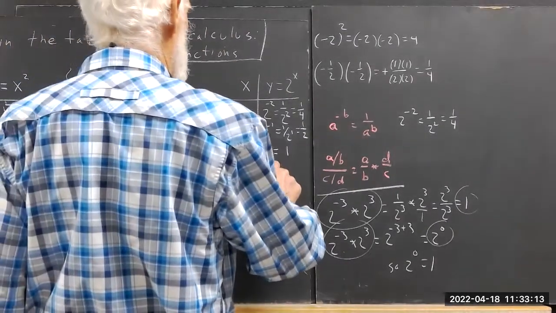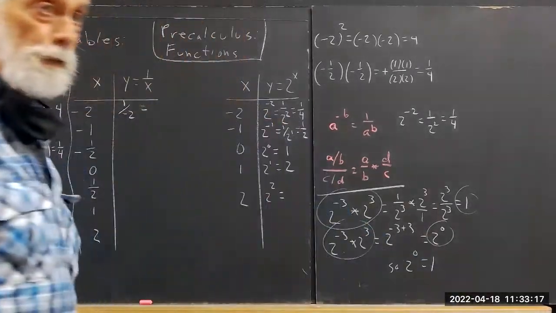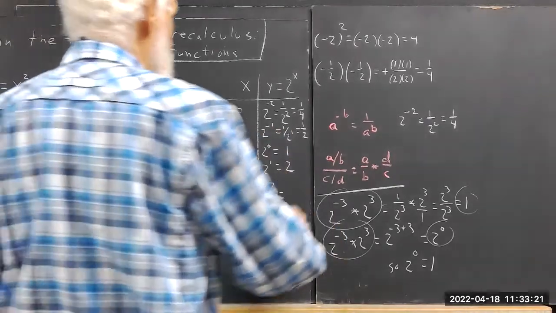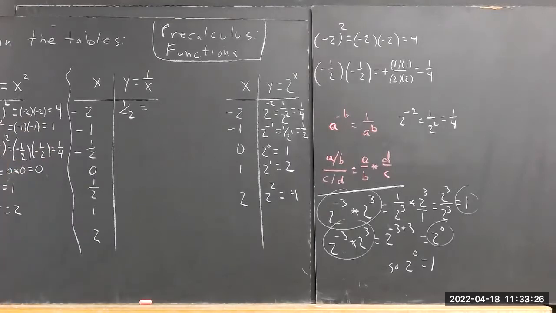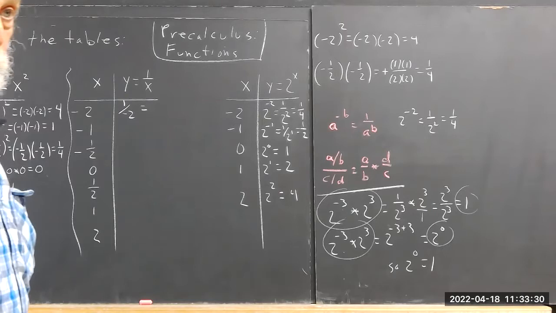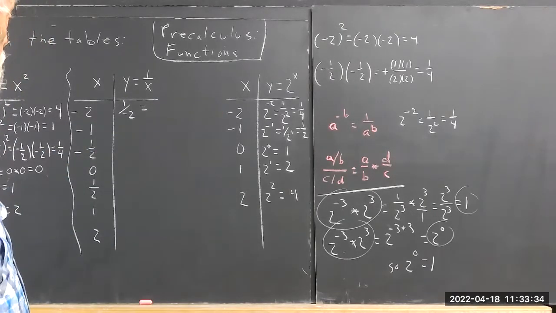And 2 to the 1. Well, any number to the 1 power is just itself. And 2 squared means 2 times 2, which is 4. So I won't even bother writing that. I wrote it out for negative 2. It's easier for 2. Okay, so now we've got these values.